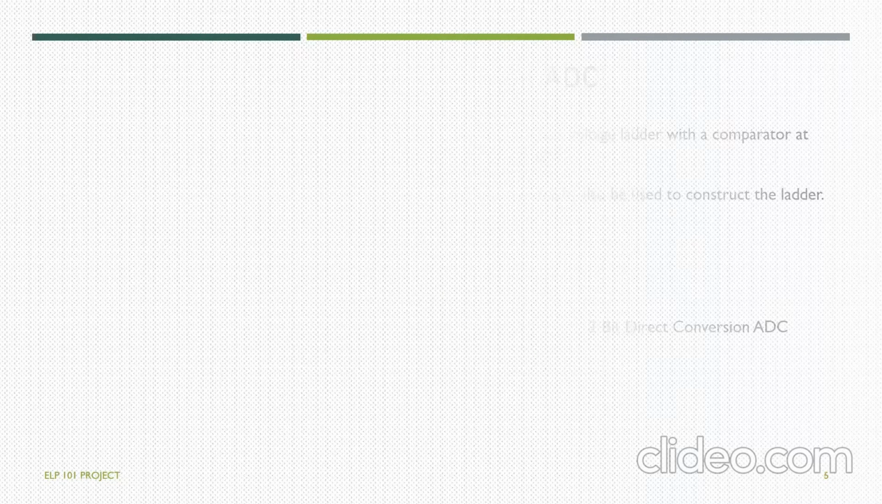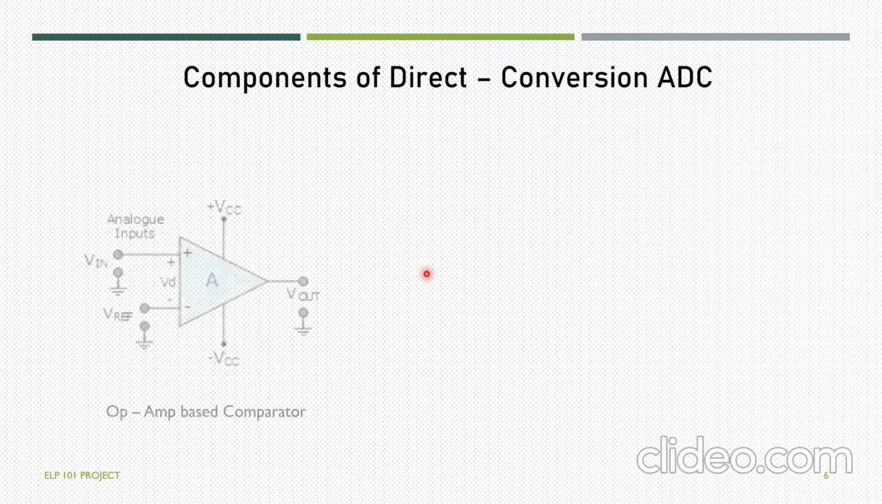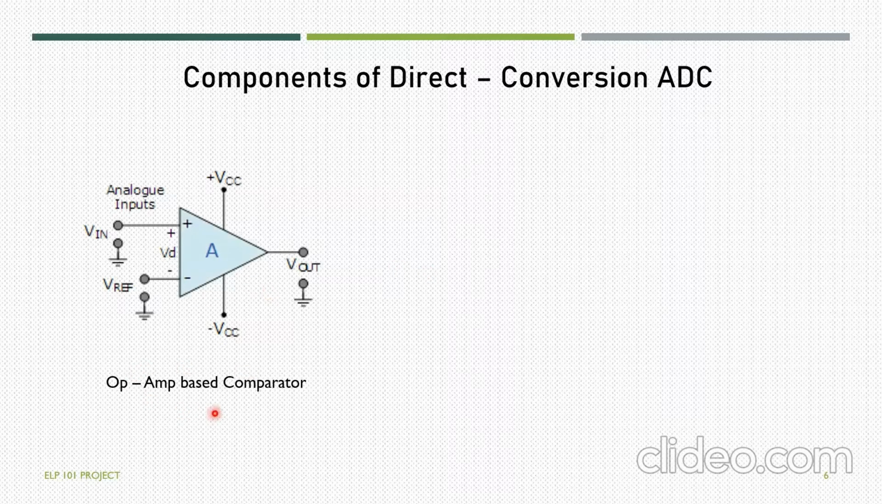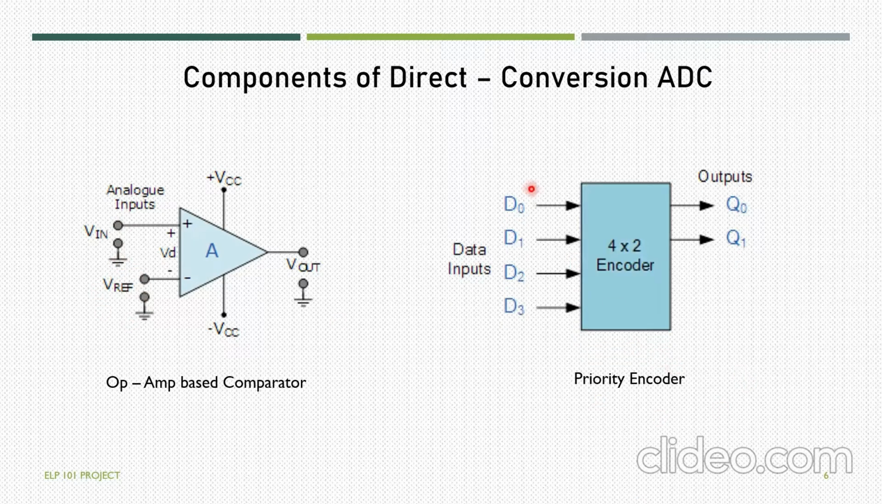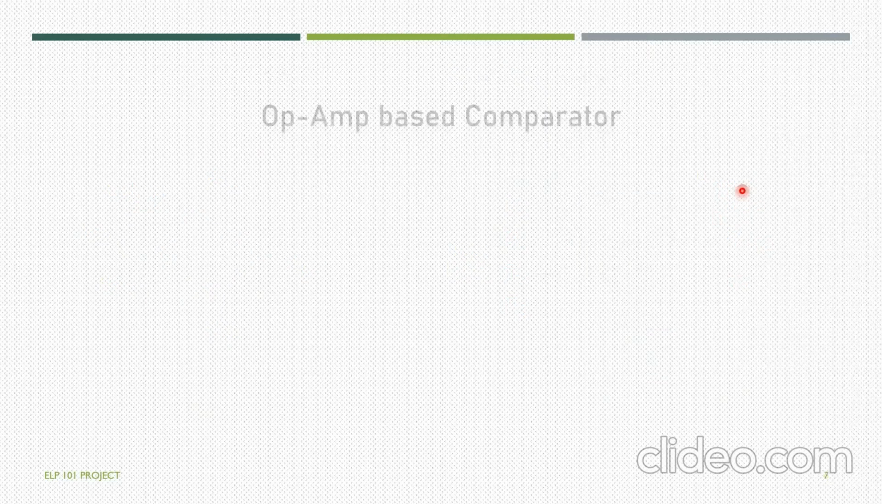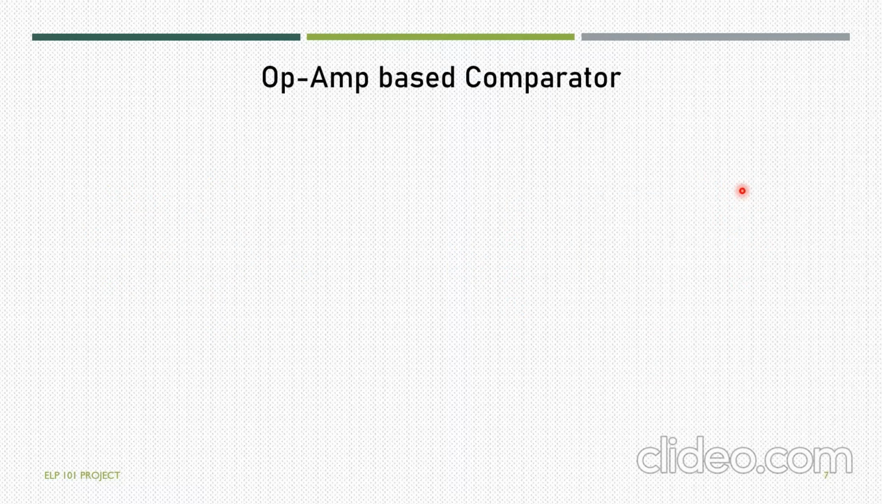So if you look at the components of a direct conversion ADC, the first component is an op-amp based comparator, which is responsible for comparing the input voltage to a particular reference voltage. We have a priority encoder, which takes in bits of data and then outputs a digital signal. So let's analyze the op-amp based comparator first.